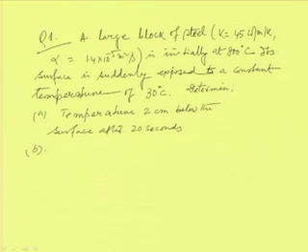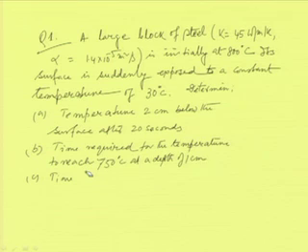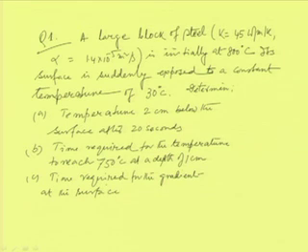B, the time required for the temperature to reach 750 degree centigrade at a depth of 1 centimeter. And the third question is the time required for the gradient at the surface to reach 10 degree centigrade per centimeter. Okay. That means it is like this.